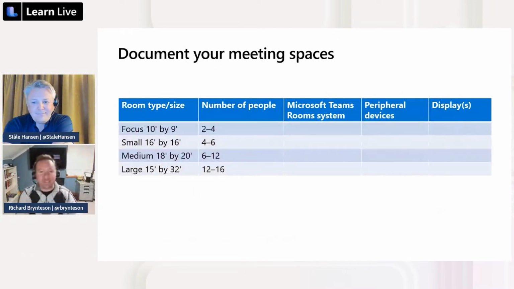And this is just an example. You could display it however you want, right? But the idea is, in my example here, we've got these small focus rooms with a small number of people, so we're going to have certain types of camera and equipment for those rooms.